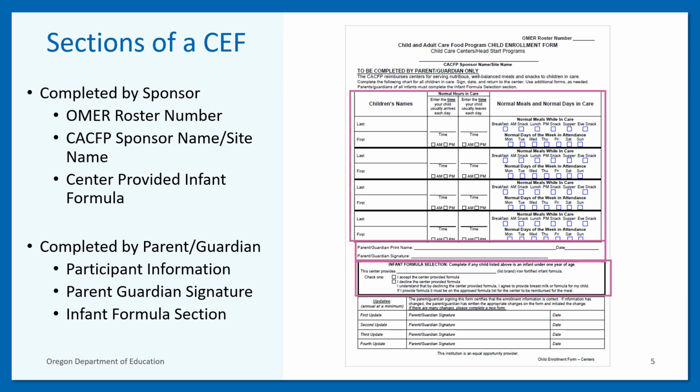The pink sections are the sections that parent or guardians are required to complete. The participant information, including child's name, normal hours, meals, and days in care, the parent guardian name and signature and date that the form is signed, and it's important to note that if the date or signature is missing from the parent or guardian, the form is considered invalid. If the participant is an infant, the parent or guardian must check one of the boxes in the infant formula section.